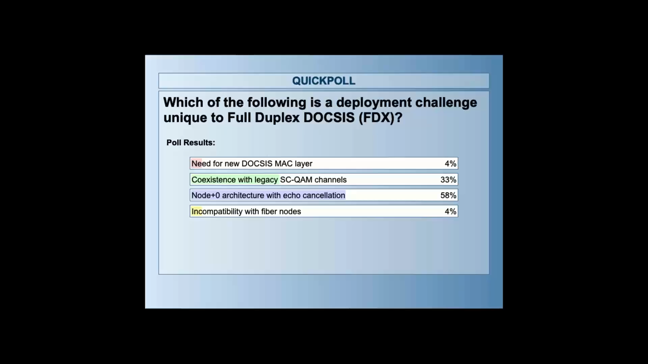So 58% of the people were familiar with node plus zero architecture with echo cancellation. And I will add to that, node plus zero architecture is no longer required with FDX. There are FDX capable amplifiers out there now that enable us to go more than node plus zero, where we can amplify full duplex, which I think gives full duplex a lot more capabilities than what node plus zero does. But the echo cancellation is pretty required in full duplex DOCSIS.